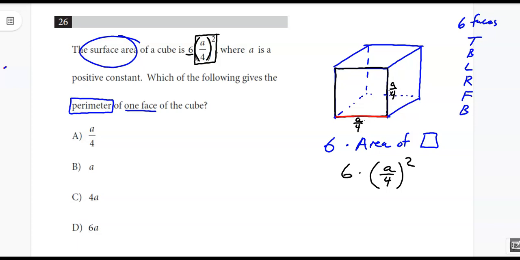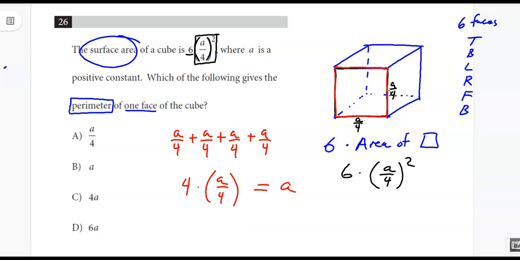Well, now it's pretty easy to find the perimeter, because remember, the perimeter is you simply add up the distance around the square. So we're basically just adding up a over 4 plus a over 4 plus a over 4 plus a over 4, or it would have been easier to just do 4 times a over 4. Either way, the final answer comes out to just be a, so B.